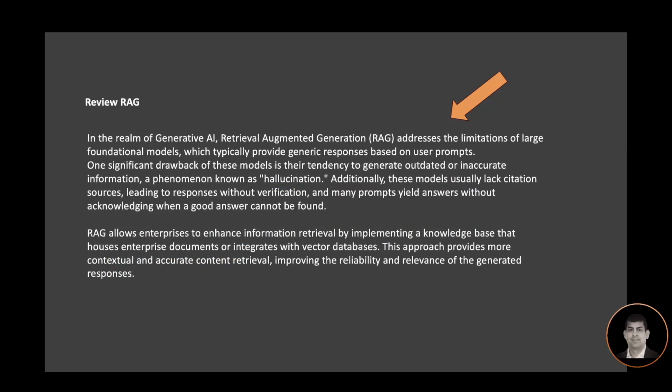Let's review RAG. In the realm of generative AI, Retrieval Augmented Generation addresses the limitations of large foundation models, which typically provide generic responses based on user prompts. One significant drawback of these models is their tendency to generate outdated or inaccurate information, a phenomenon known as hallucination. Additionally, these models usually lack citation sources, leading to responses without verification, and many prompts yield answers without acknowledging when a good answer cannot be found.